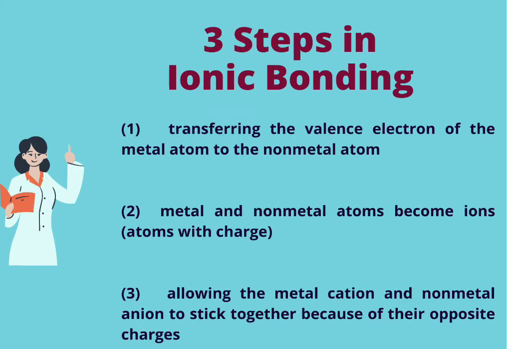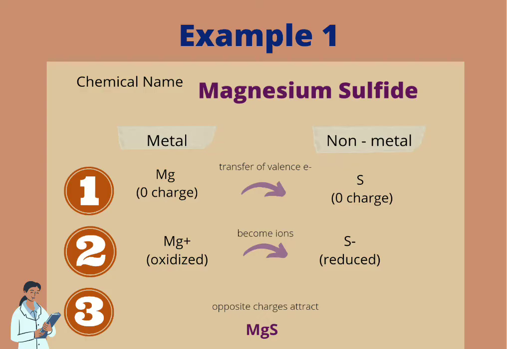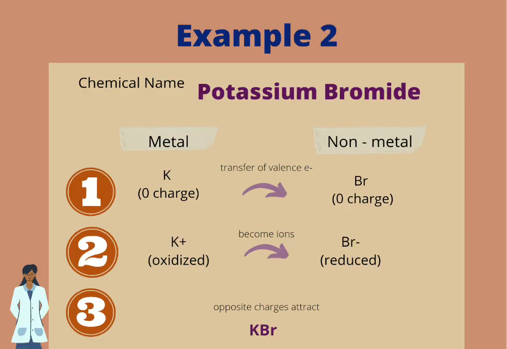The following are the three important steps or processes in ionic bonding. First, transferring the valence electron of the metal atom to the nonmetal atom. Second, metal and nonmetal atoms become ions. And lastly, allowing the metal cation and nonmetal anion to stick together because of their opposite charges. Here, I prepared three examples of ionic bonding.